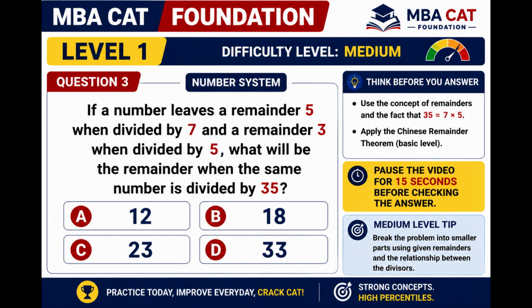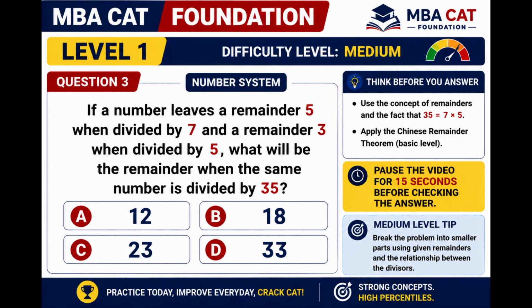Your options are: Option A, 12. Option B, 18. Option C, 23. Option D, 33. Don't rush into calculations. First, understand what the two remainder conditions tell you, and then identify the number that satisfies both of them. Pause the video for 15 seconds, think carefully, and select your answer before watching the solution.